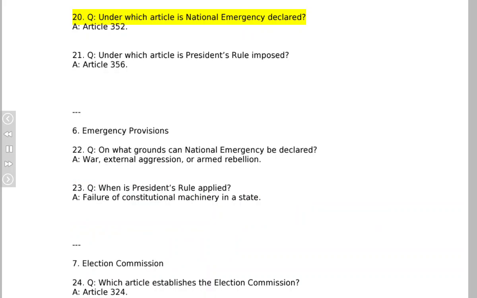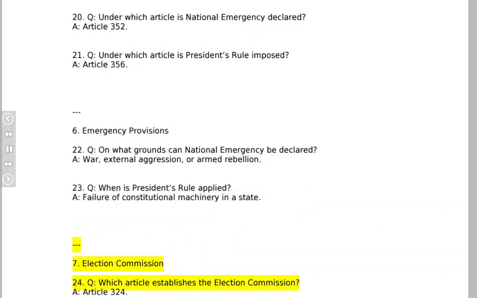20. Q. Under which article is national emergency declared? A. Article 352. 21. Q. Under which article is President's rule imposed? A. Article 356. 6. Emergency provisions. 22. Q. On what grounds can national emergency be declared? A. War, external aggression, or armed rebellion. 23. Q. When is President's rule applied? A. Failure of constitutional machinery in a state.